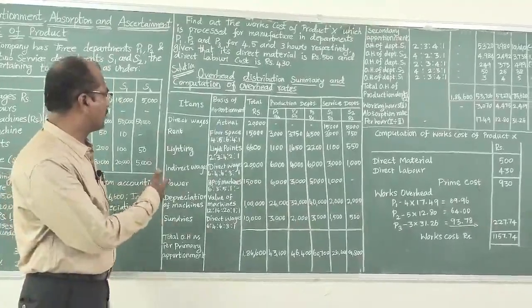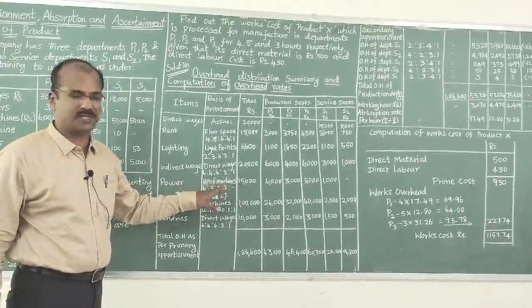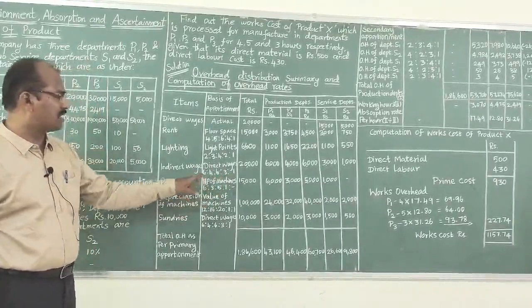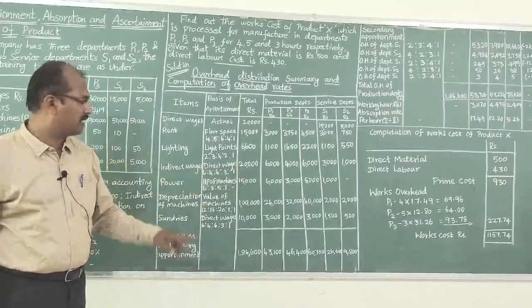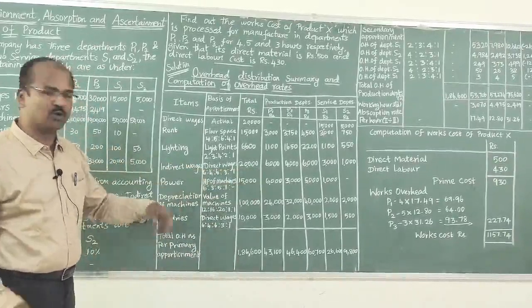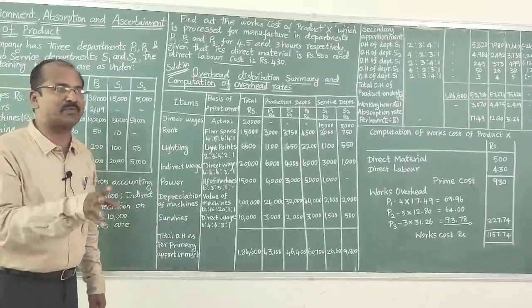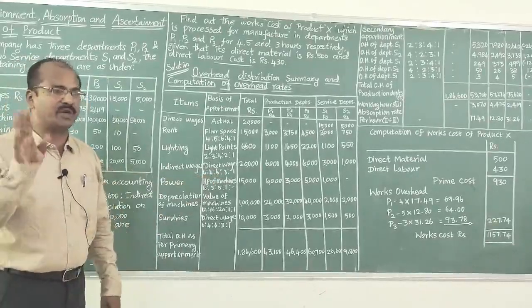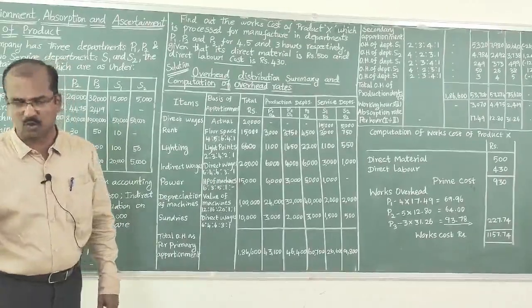Let's have a look at this one. Indirect wages, the basis as we have discussed, is direct wages. Now what is the total of all these numbers? It comes to 20. So 20,000 divided by 20 into 6 gives us 6,000 for P1 department. Into 4, 4,000 for P2 department. Into 6, 6,000 for P3 department. Into 3, 3,000 for S1. Into 1, 1,000 rupees for S2 department.